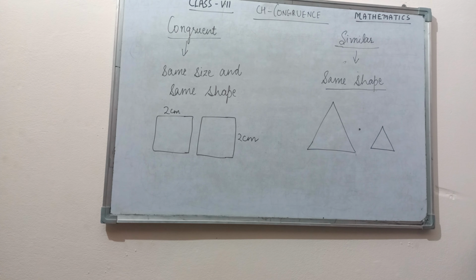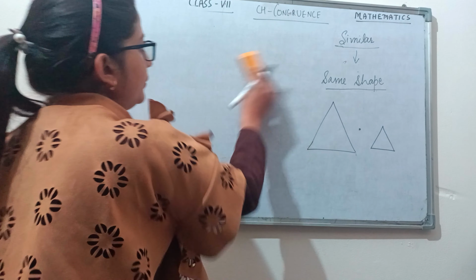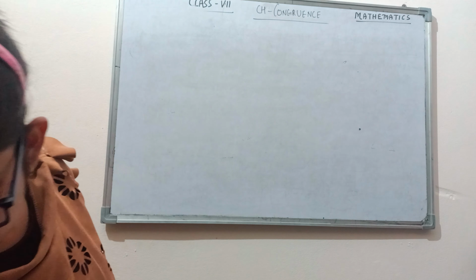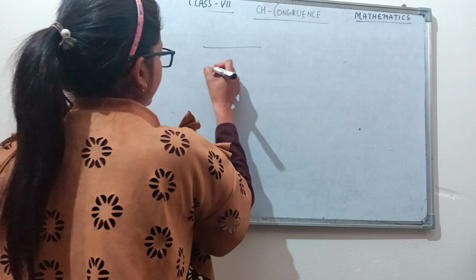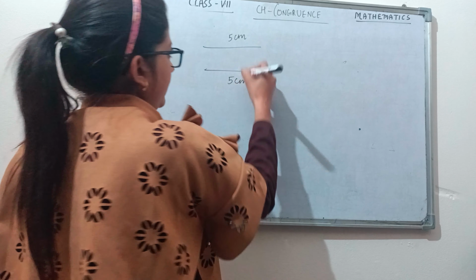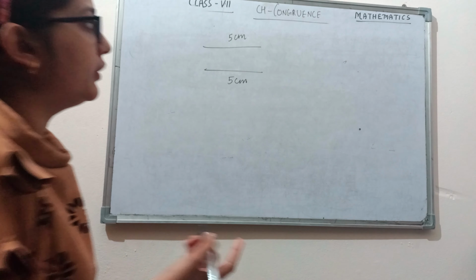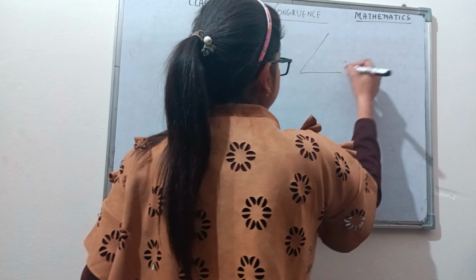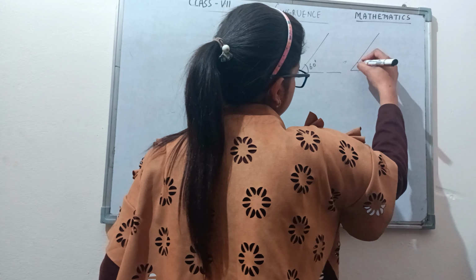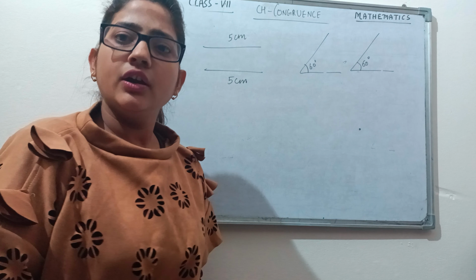Next is congruency of line segments. When are two line segments congruent? If two line segments are of the same length, for example 5 centimeter and 5 centimeter, then these are congruent. Next is congruency of two angles. Two angles are congruent if they are of the same measure. For example, this is 60 degree, this is again 60 degree, then these two angles are congruent.